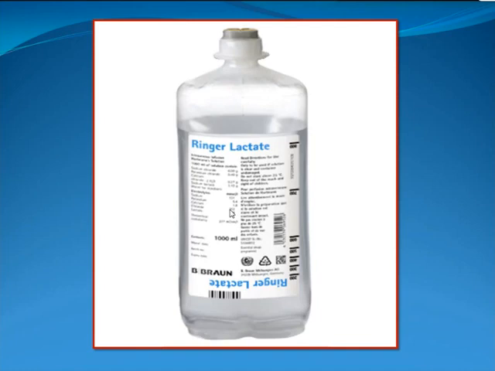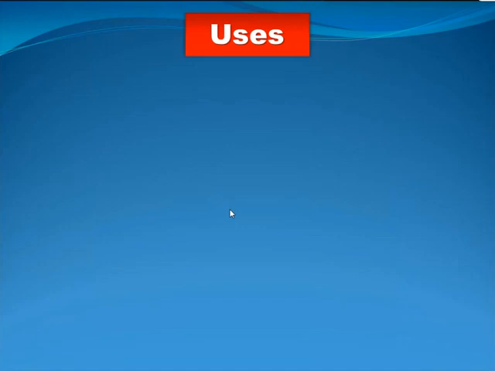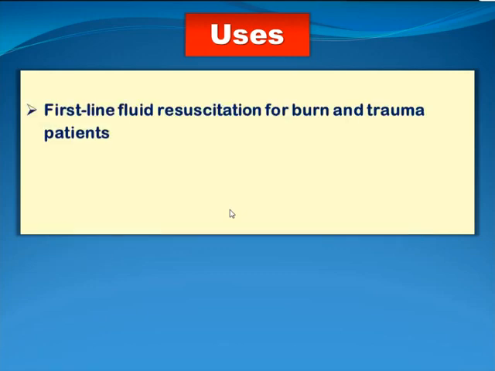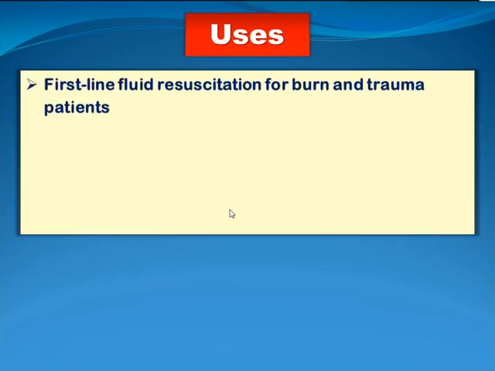the potassium, the lactate, and the calcium. Now, we will know the indications or the uses of Ringer lactate. What is the first indication to use? First indication to use Ringer lactate: in resuscitation, also if there is no normal saline. Same as normal saline, it can be used in resuscitation. This is a first line in resuscitation, especially in patients with burn and trauma.